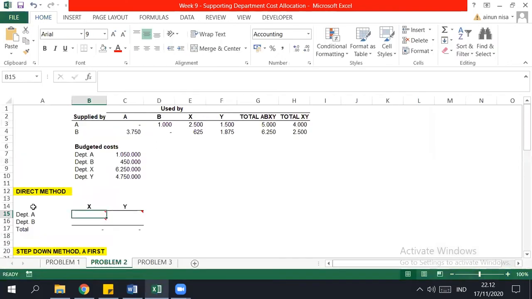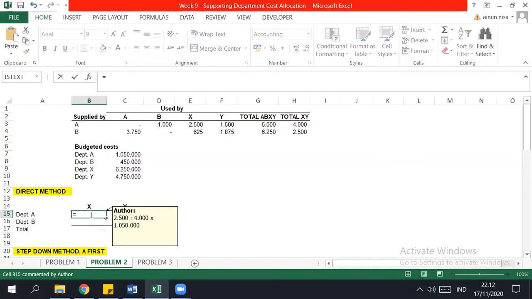Okay, so let's do the question. The first question is the direct method. Using the direct method is quite simple. For example, the cost allocated from Department A to Department X is 2,500 divided by 4,000 multiplied by 1,050,000. So this number comes from the usage by X divided by the total usage of X and Y, multiplied by the total cost of Department A.